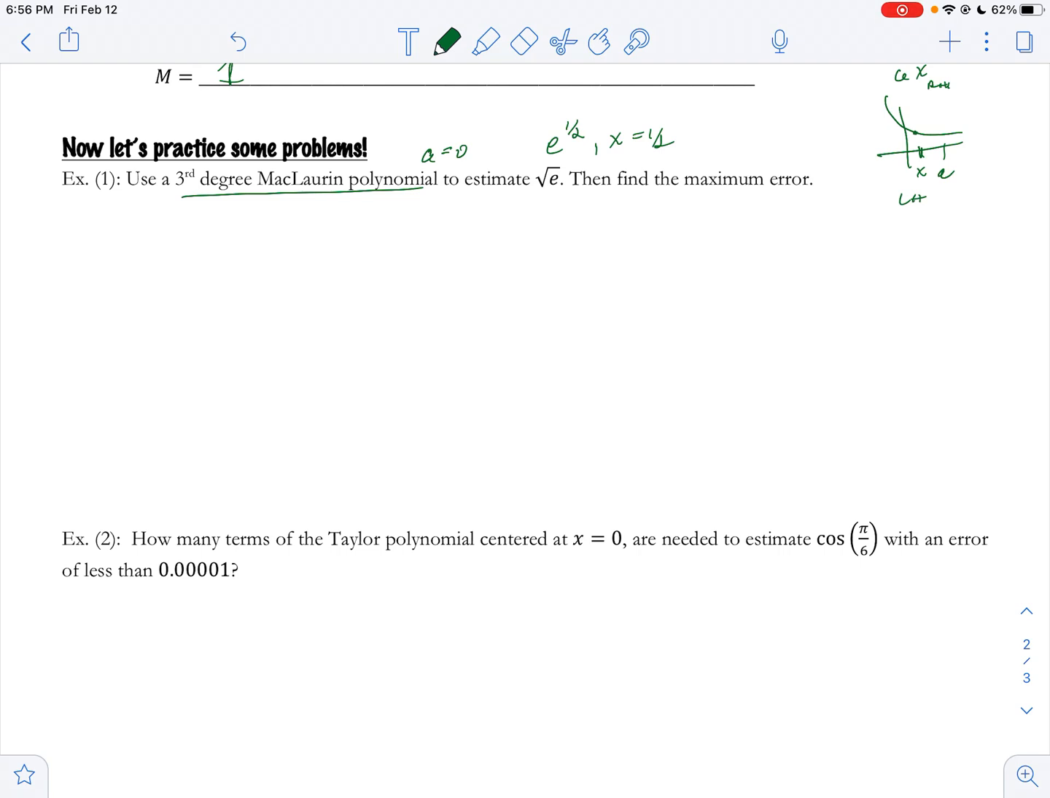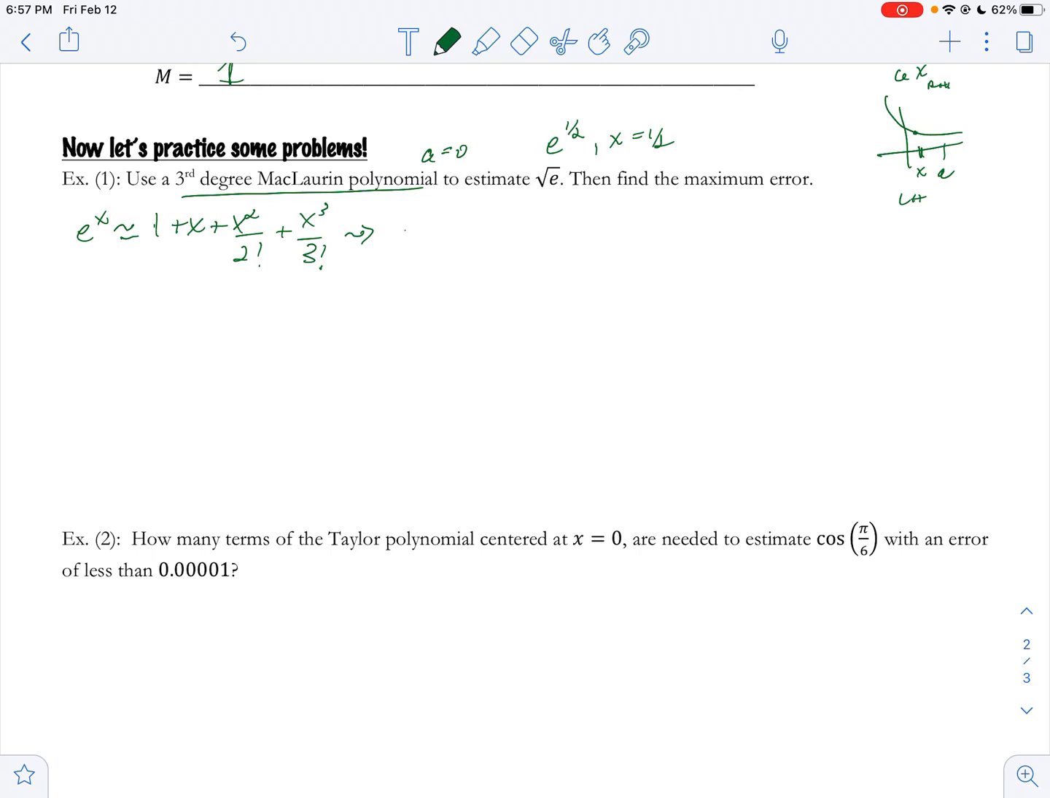We actually already know what e to the x is. And since we want a 3rd degree polynomial, that's going to be 1 plus x plus x squared over 2 factorial plus x cubed over 3 factorial. Now that's the 3rd degree polynomial, but in order to look at the remainder, or the error bound, we actually have to go out to the 4th derivative.